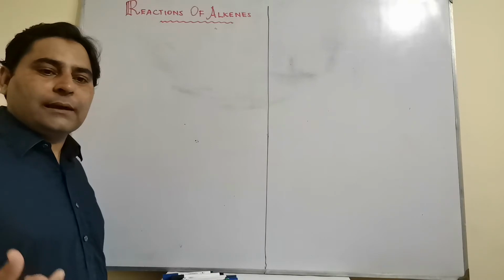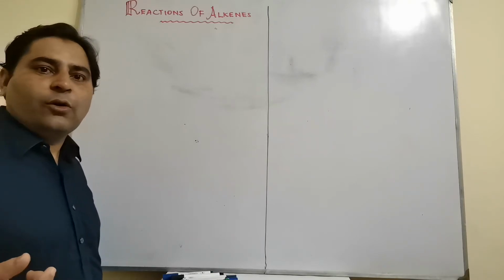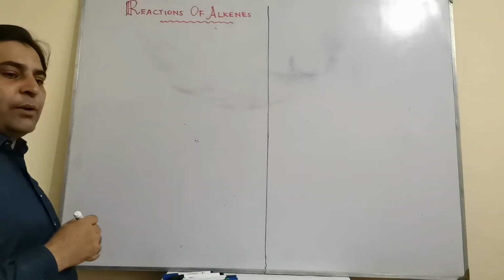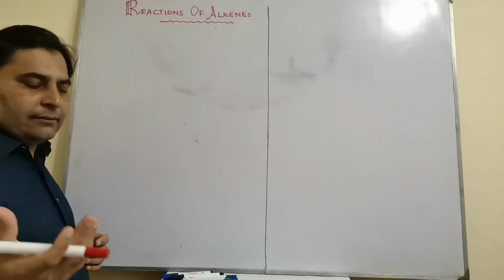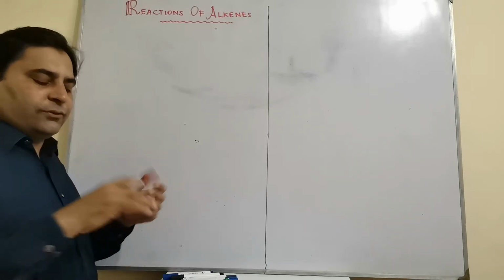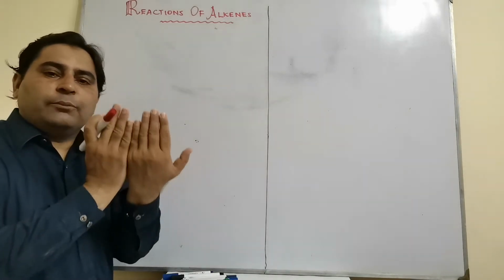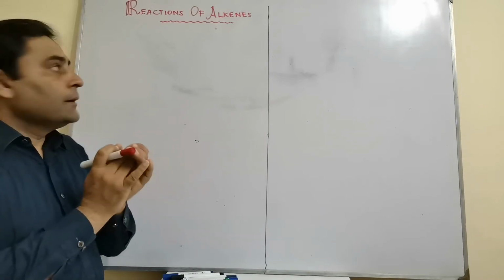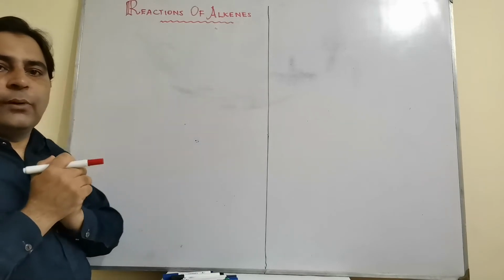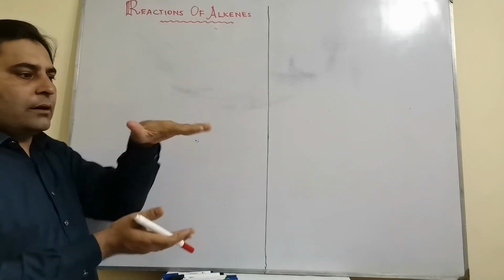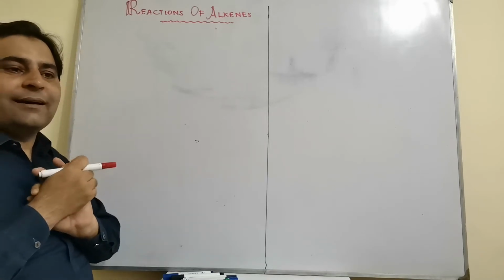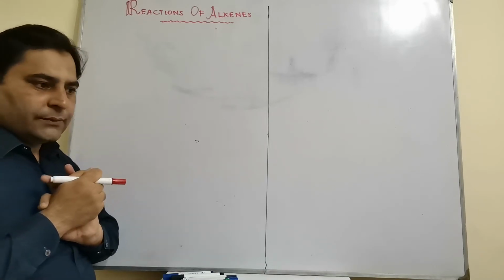Our today's topic is reactions of alkene. There is a sigma bond in alkanes, but a pi bond in alkenes. The pi bond is very reactive because it's formed by parallel overlap of the orbitals. In a sense, its electrons are above and below the line joining two nuclei. So alkenes are a reactive group of compounds.